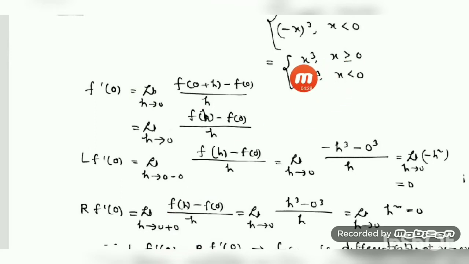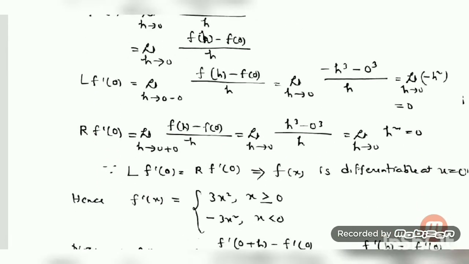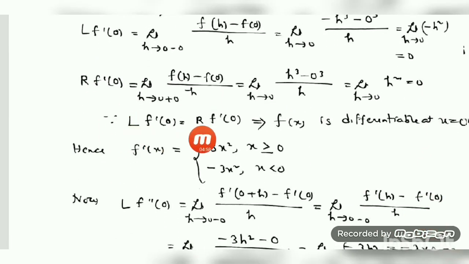For h greater than 0, it is defined by h cube, because f(x) is x cube. So h cube minus 0 cube by h. On simplification, this will give you h square. On substitution, it gives you 0. So what we have got is that the Lf'(0) value and the Rf'(0) value are the same. That means the left hand derivative is equal to the right hand derivative.